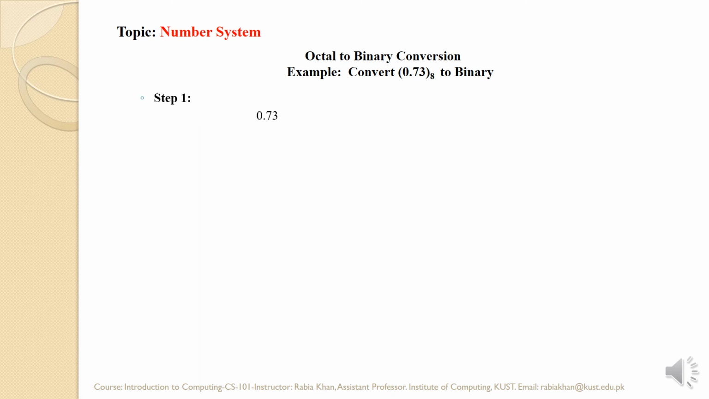In step 1, 0.73 is the given number. So we multiply the numbers like this. The integer part is multiplied by 8, and the power of 8 is 0. Here you can see, in the fractional part, the point is replaced with the symbol plus. Why plus? Because the fractional part will ultimately generate decimal points, so we need not have further decimal points. So you can replace the decimal point with the symbol plus.